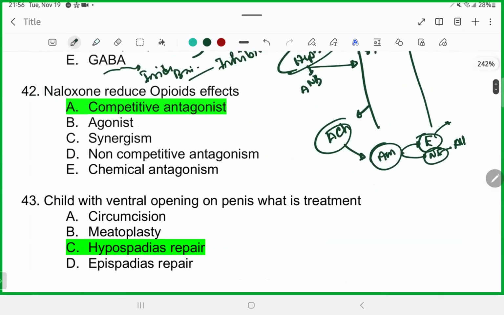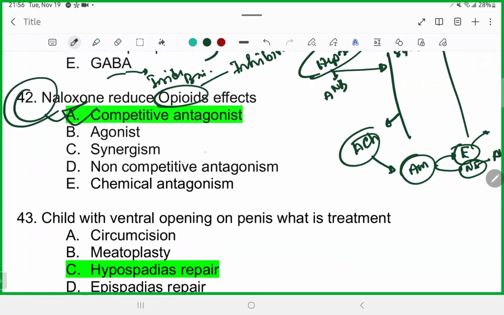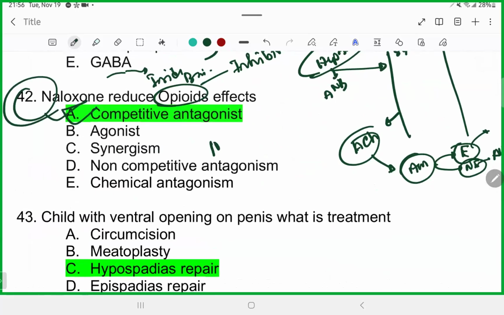Naloxone reduces opioid effects, a competitive antagonist, just the way it is from our arrows.